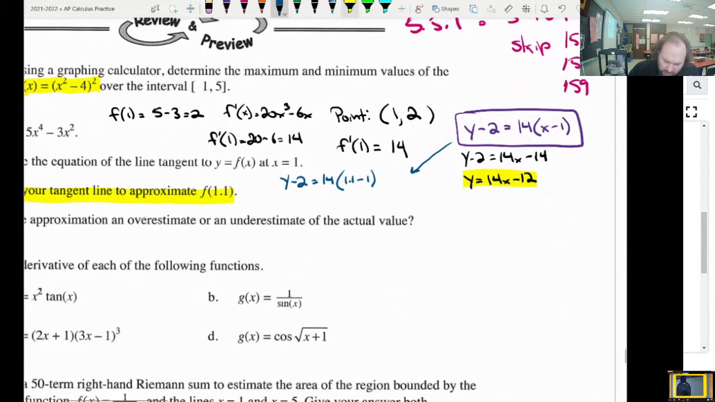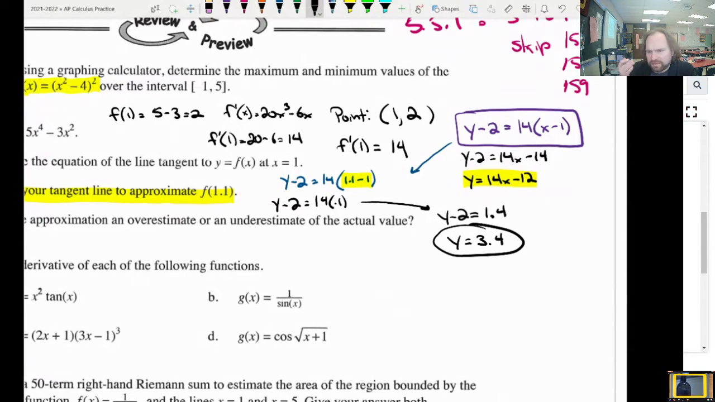The advantage here is 1.1 minus 1 is 0.1. And this is pretty easy to figure out. y minus 2 is now equal to 14 times 0.1. The next step there, sorry, I'm kind of all over the place, I guess. y minus 2 is equal to 1.4. And if you add the 2 over, you get 3.4. That is the approximate answer for what we think this function is doing at that time.